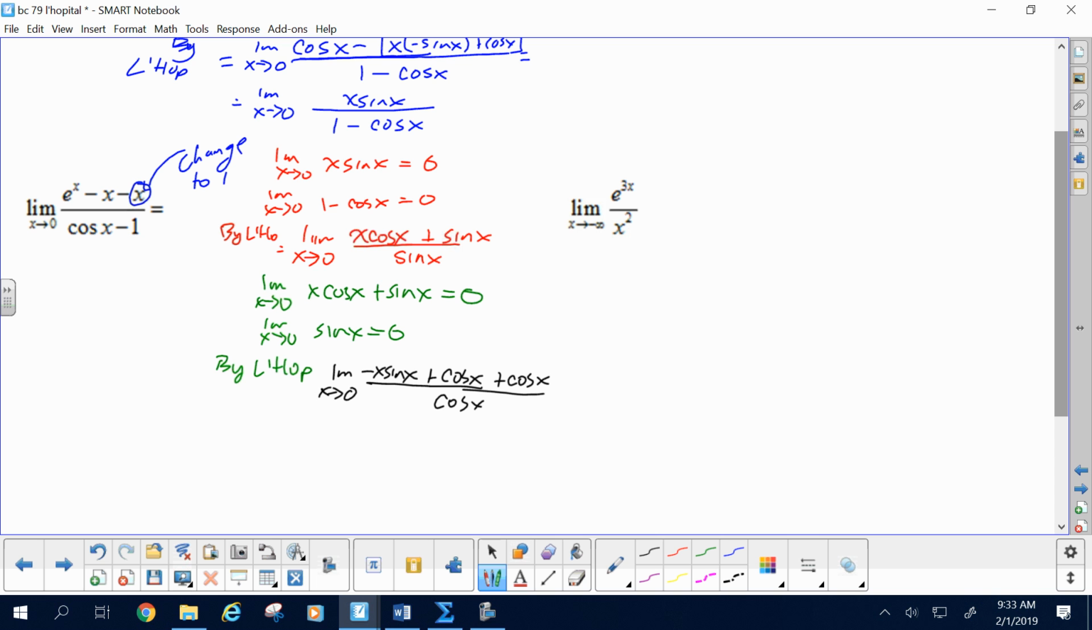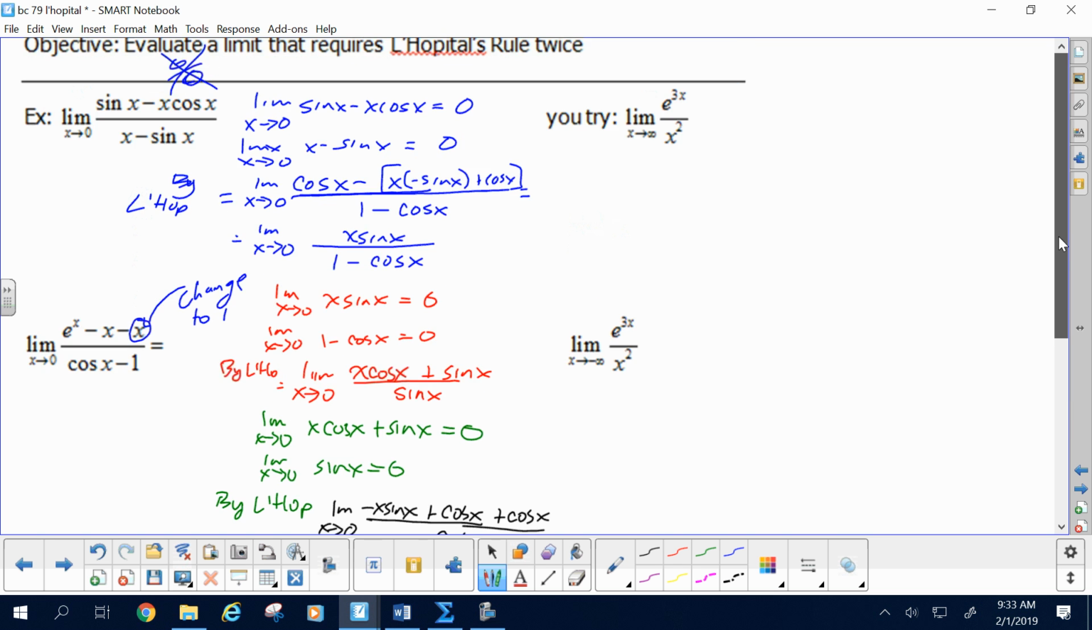All right, now, what does the top go to? 0 plus 1 plus 1, so 2, and the denominator goes to 1, so all together this is 2. The limit is 2. All right. Now, that's pretty rare. You have to do it 3 times. I probably should have started off with the double.